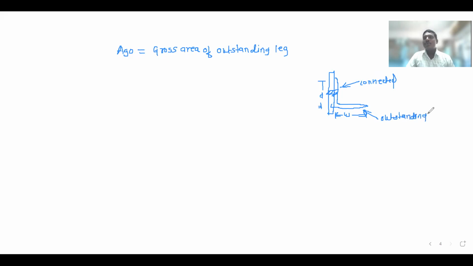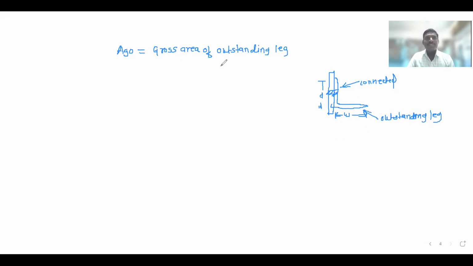Why did they say the gross area of the outstanding leg? Why did they not say the net area of the outstanding leg? There are no bolts on the outstanding leg, so we call it gross, since there is no reduction of area. And why do we call it net area elsewhere? Because bolts are provided, a hole is marked there, and we subtract the area of the hole, so it is called net area. Why is the outstanding leg called gross? There is no hole, so we call it gross area.